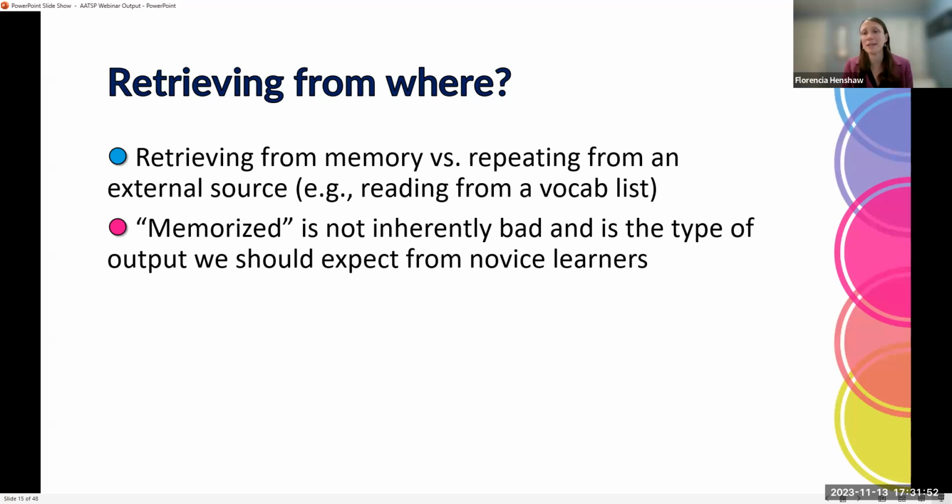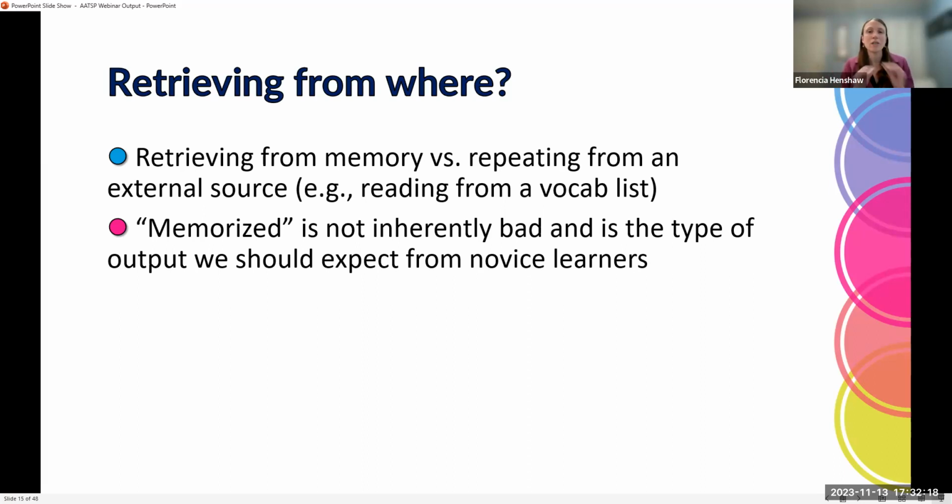That is not a bad thing. It is perfectly okay for novice learners to be producing memorized language, for them to be repeating after you sometimes. I get it. It's just part of all they can handle because they do not have a system built just yet. So if all they're doing is just retrieving from memory, that is still good. We need to keep those connections strong. So they need to be retrieving from their own memory.